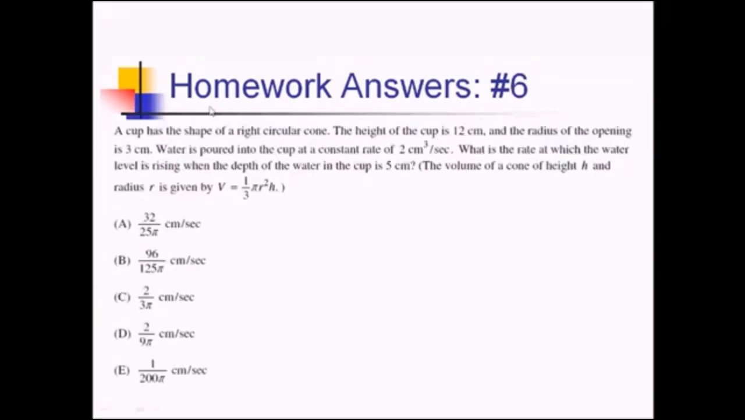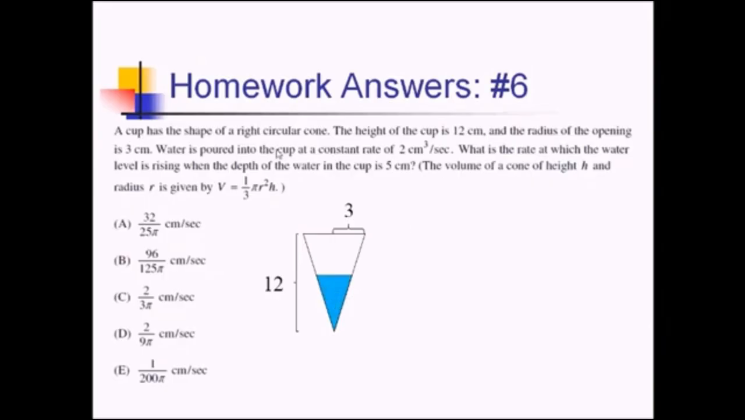On number 6, a cup has the shape of a right circular cone. The height of the cup is 12, and the radius of the opening is 3 centimeters. So on these cups shaped like cones kind of problems, this is a common related rates situation. I'm going to draw a diagram. So here is my cup that has a height of 12 and a radius of 3, just doing a cross section of it here. Here's the water inside, which also is a triangular cross section.